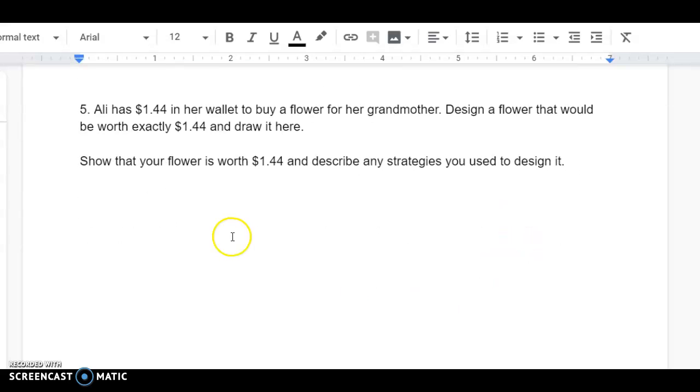So use your worksheet from yesterday to look at the price of every piece and design a flower that's exactly $1.44.